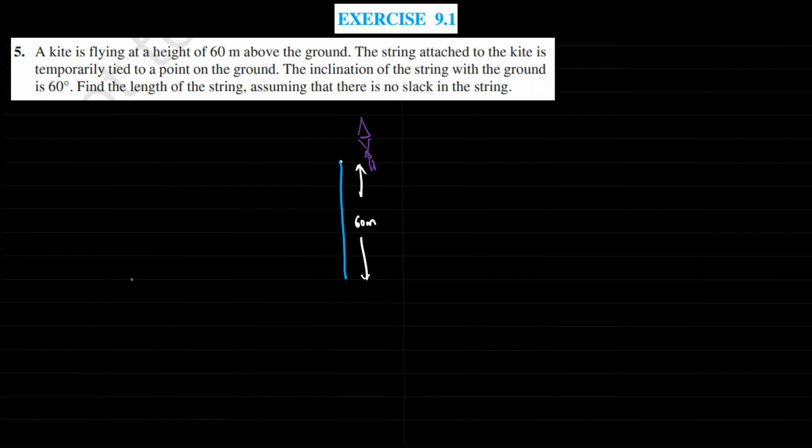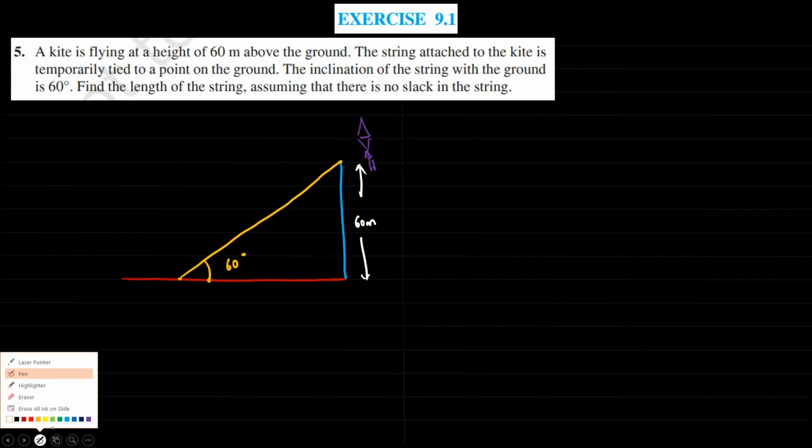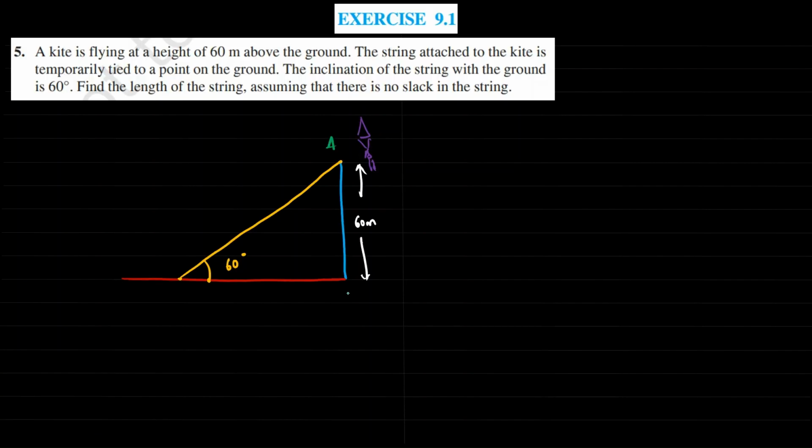Okay, so this is the ground. There is a point on the ground such that a string which is tied makes an angle of 60 degrees with the ground. Find the length of the string, assuming that there is no slack in the string. So let me name this over here. Let me consider this as A, B, and C.